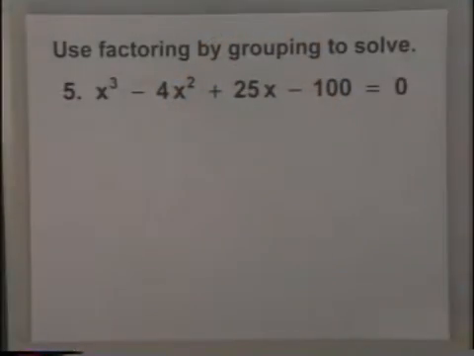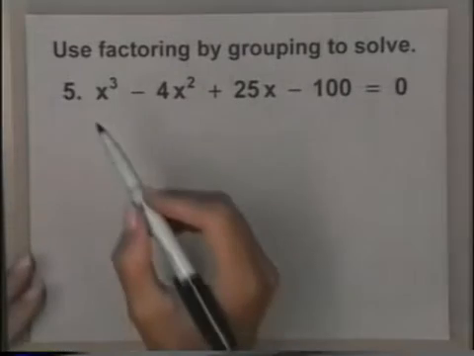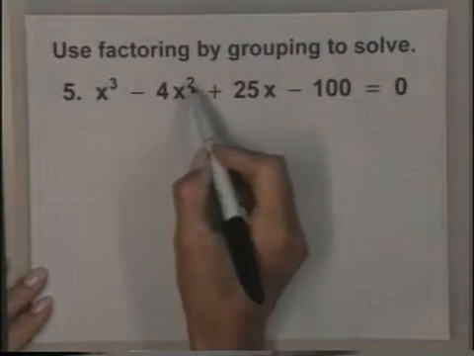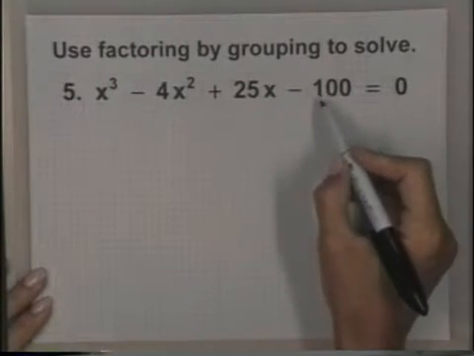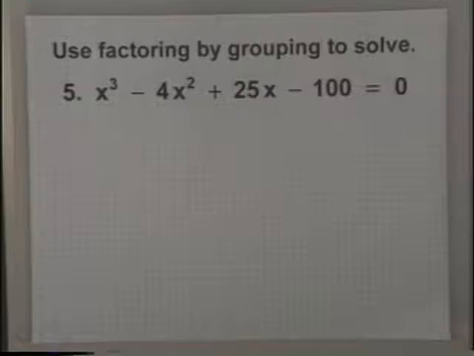After we have one side of an equation completely factored and the other side of the equation equal to 0, we may extend the zero product theorem and set each factor equal to 0 to find the solutions of the equation. Let's look at problem number 5. Our instructions say use factoring by grouping to solve. Our equation is x cubed minus 4x squared plus 25x minus 100 equals 0.